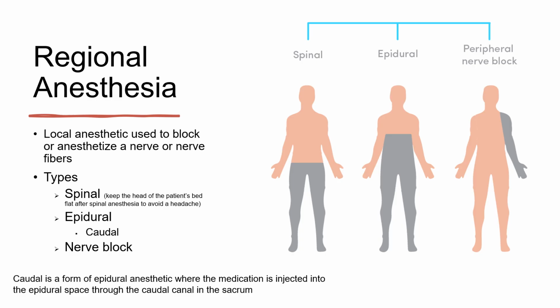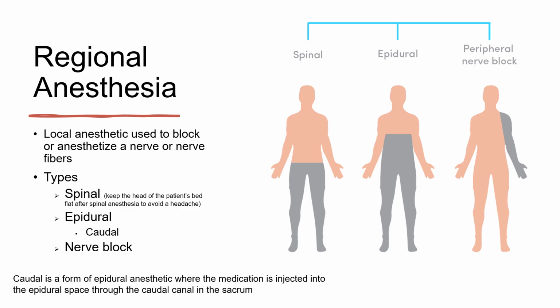Next, we have regional anesthesia. So this is where there is a local anesthetic used on a certain part of the body. The three types that I'm going to mention are spinal, epidural, and nerve block. So the spinal and the epidural, the only difference is which space the needle enters into the spine. So what I want you to remember about the spinal anesthesia is that it has potential to have a cerebral spinal fluid leak after the puncture.